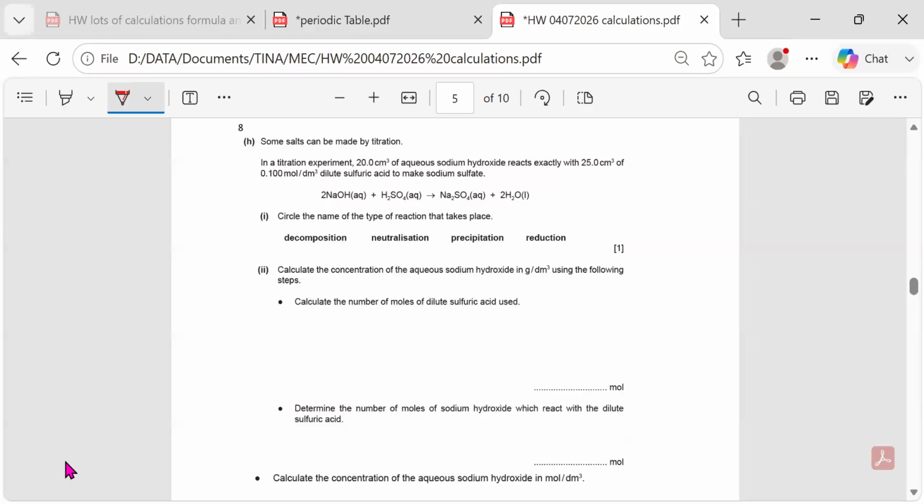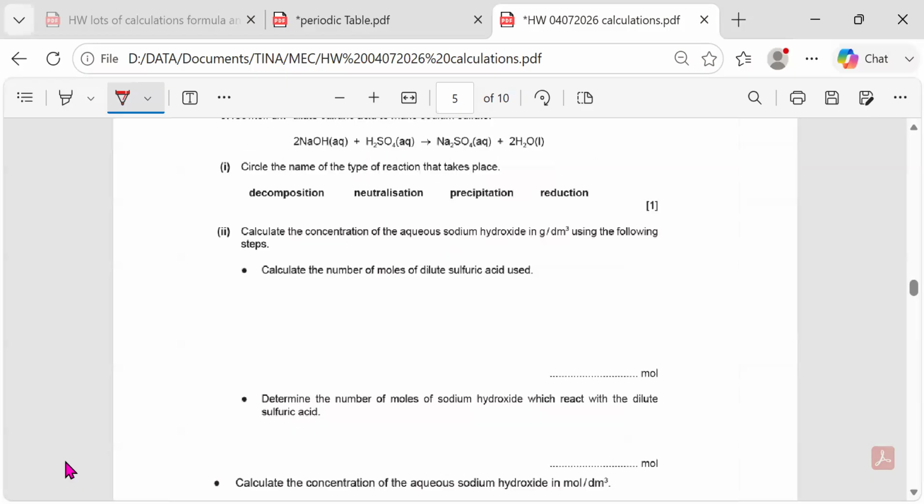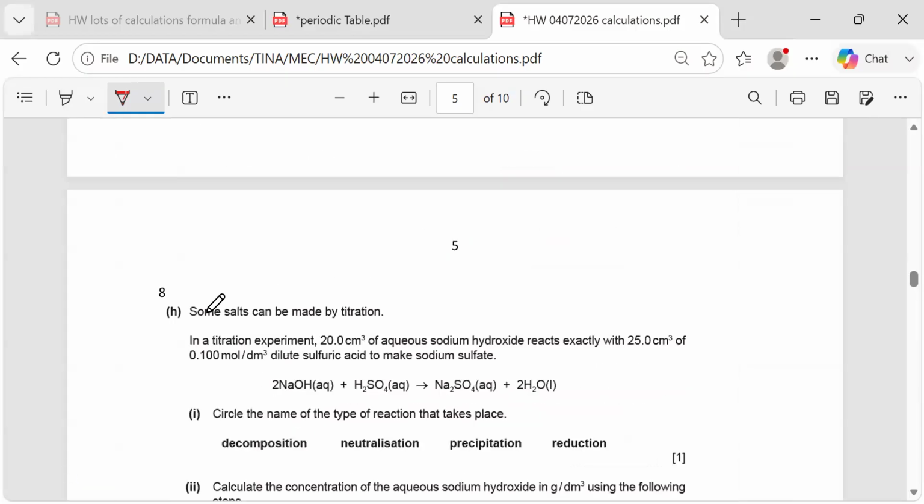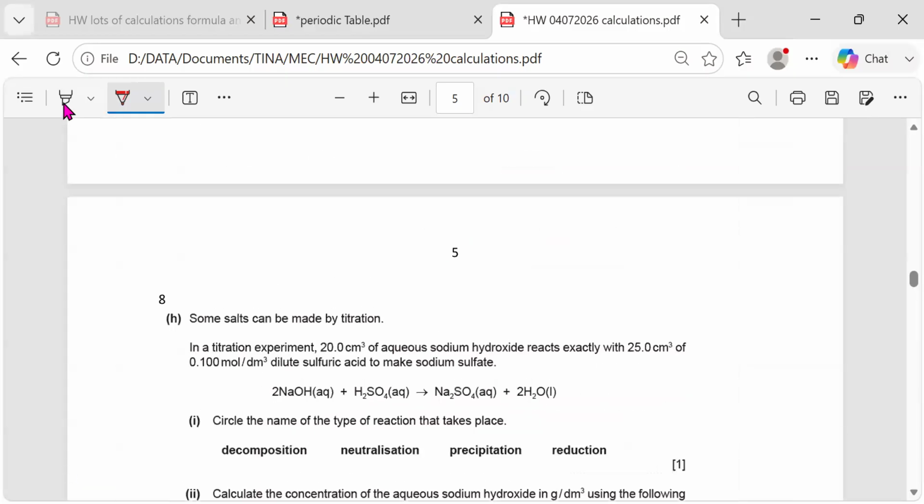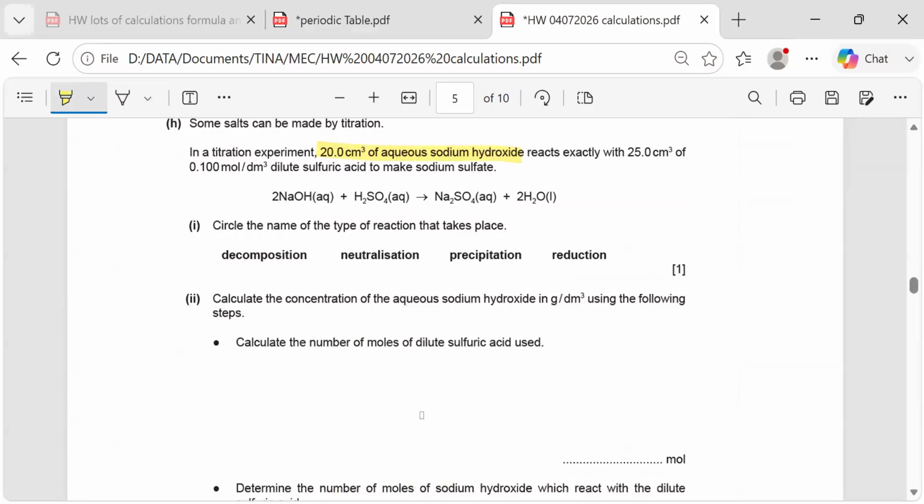What's this called? Read the question: 20 centimeter cube of aqueous sodium hydroxide. Over 1,000.